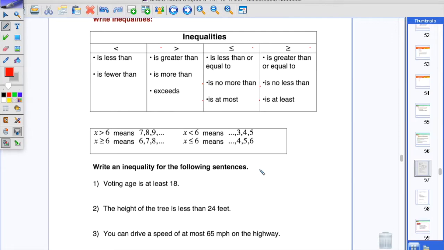Inequalities are different than equations. Inequalities have more than one solution, whereas equations only have one solution. So we're going to write an inequality for the following situation. We're going to translate this.